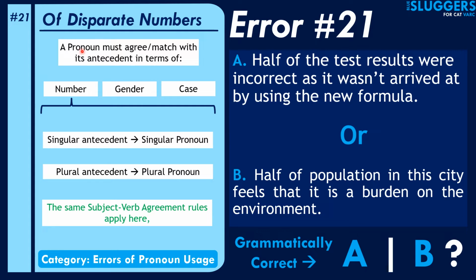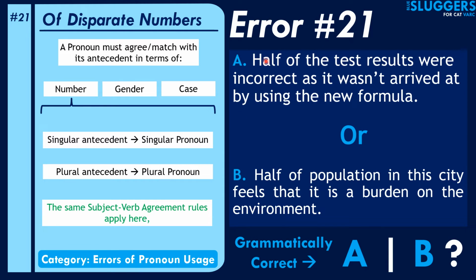The way a verb agrees with its subject, similarly a pronoun must agree with its antecedent, and there are three parameters for that agreement. The first is number. If you have a singular antecedent, like in our example, Rahul, you need to have a singular pronoun. You cannot have they, you'll have to use he. So the first parameter is number, which we'll discuss here: singular antecedent, singular pronoun; plural antecedent, plural pronoun.